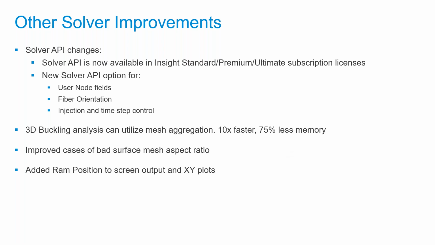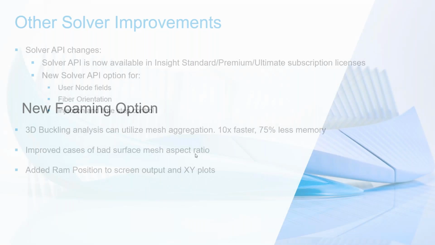They've added RAM position to screen output. So this is great if you know the screw and barrel diameter ahead of time of the machine you're going to run it in. Let's say, for example, you've got valve gates and you're going to time your valve gate sequence. It's good to be able to output those RAM positions so you don't have to back calculate them and see where everything is opening. So that's nice to have on the screen output in the XY plots.